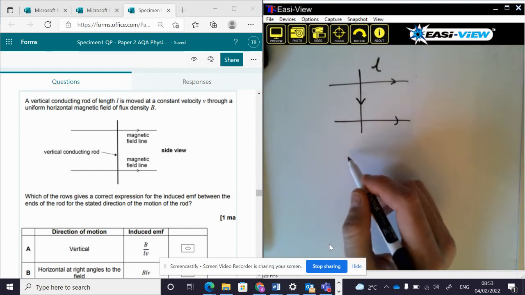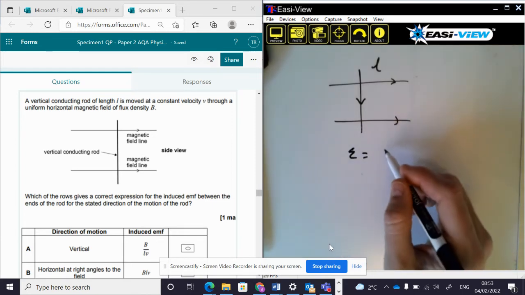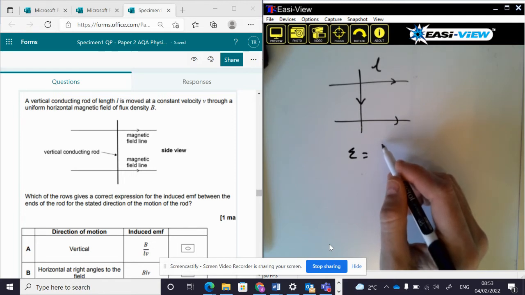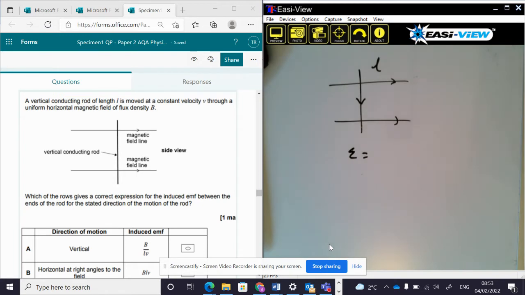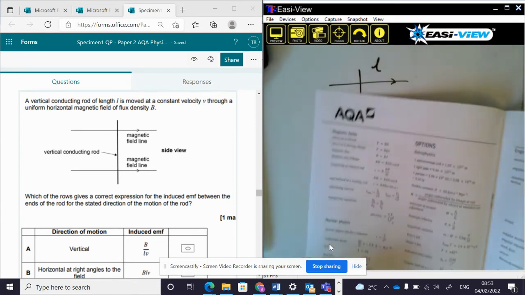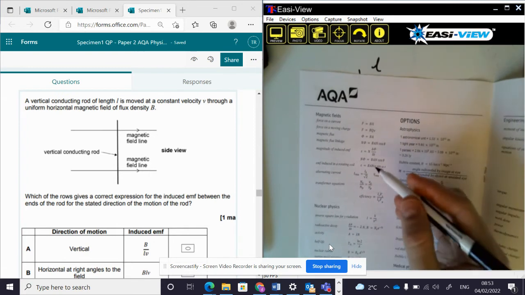Well, the induced EMF is given by the rate of change of flux linkage. So the EMF is the rate of change of flux linkage, and that will be in the formula book, and we'll get the exact notation within the formula book. So we're looking for magnetic fields. We have magnitude of induced EMF.